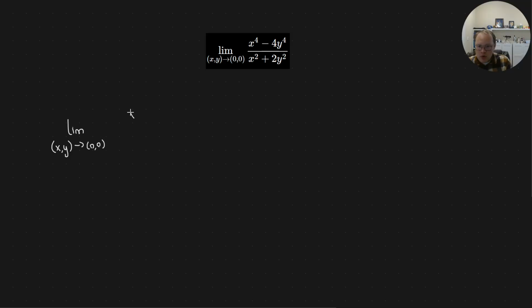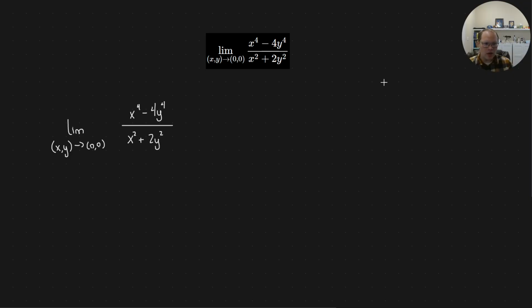So first off, notice right now, if I just plug in 0, 0, I do have an indeterminate form. I would get 0 over 0, right? An indeterminate form like 0 over 0 means we have more work to do. It's not clear what the limit is. It's indeterminate, okay? But I'm looking at this and I notice I could factor the numerator. Specifically, I could use a difference of squares to factor the numerator.